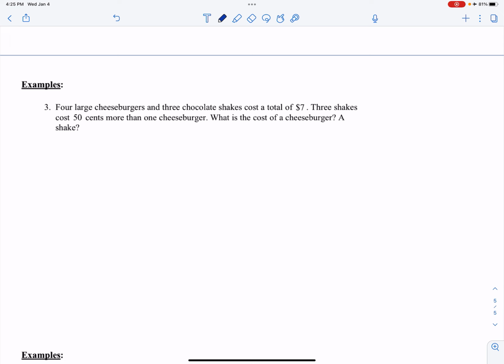So let's write this out. 4 cheeseburgers and 3 shakes are $7. And 3 shakes are 50 cents more than a cheeseburger. This tells us, if we rewrite this, this would be C equals 3S minus 0.5. So let's substitute that in.